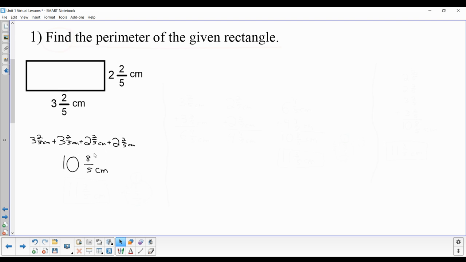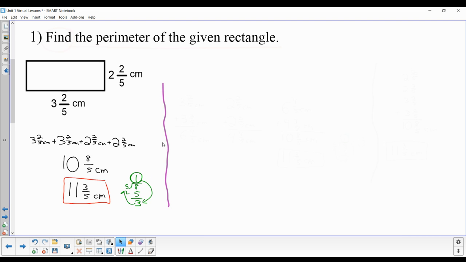Now, 8/5 is improper, so I am going to have to divide 5 into 8. It goes in one whole time with 3 left over. Denominator 5 stays the same. That 1 will get added to the 10 we already have, so we now have 11. The remainder of 3 becomes your numerator. Your denominator 5 stays the same, so it's 11 and 3/5 centimeters for the perimeter.